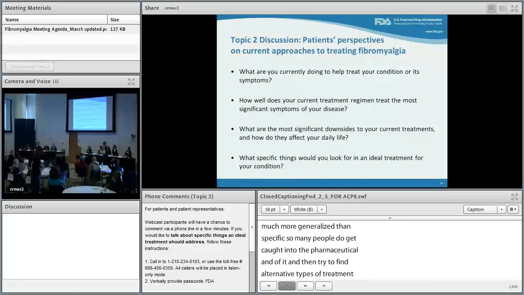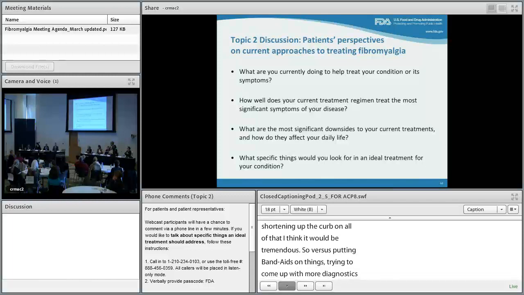And if there's just a way of shortening up the curve on all of that, I think it would just be tremendous. So, versus putting Band-Aids on things, trying to come up with more diagnostic tools specific to the problem so that things can be treated and diagnosed and treated better and in a shorter period of time. Okay. Thank you.